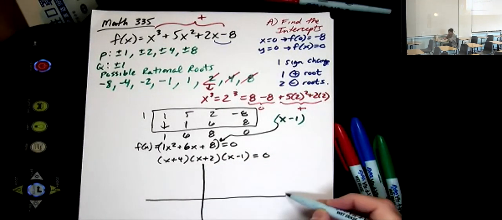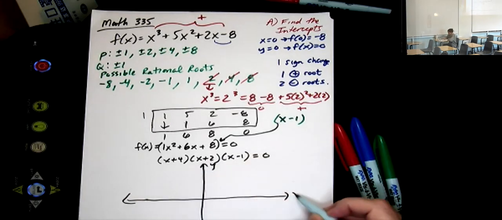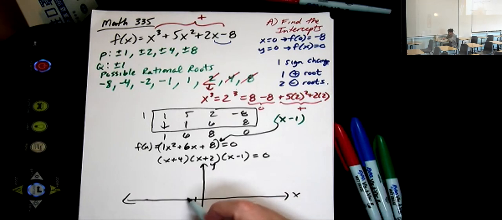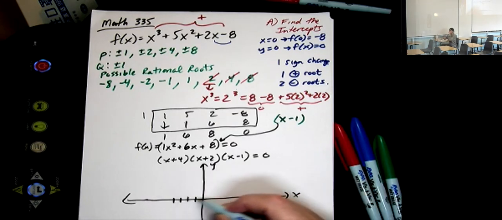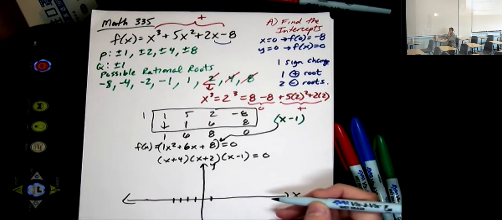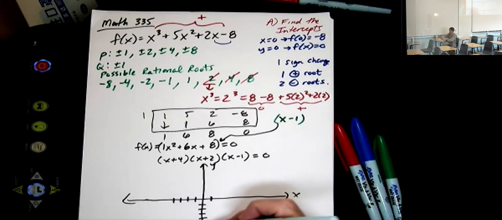And now that we have that, we have a crossing at negative 4. We have a crossing at negative 2, and we have a crossing at 1. And then f of 0 was negative 8. And I don't know that I gave myself enough room.